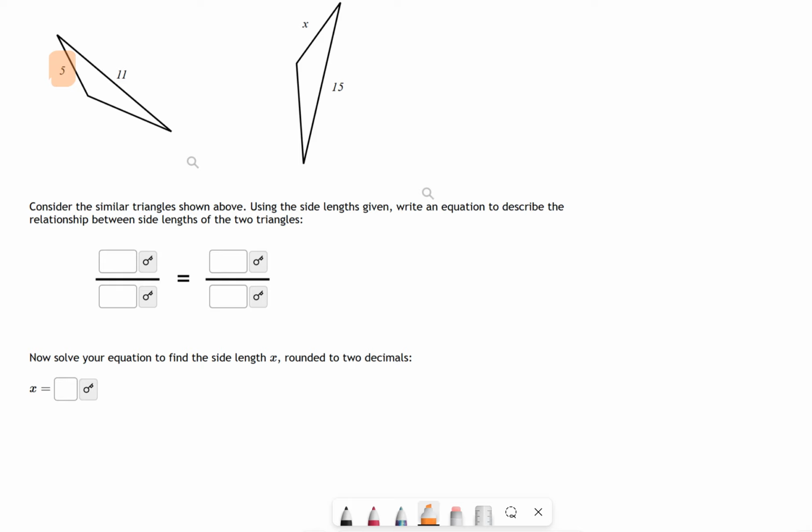So the triangle on the left has a short side of 5, and the triangle on the right has a short side of x. Now I kind of like to have my x on top. I think it makes things easier. So I'm going to put x on top, and I'm going to say, let's compare the x against the 5. And that comparison in math is called a fraction or a ratio.